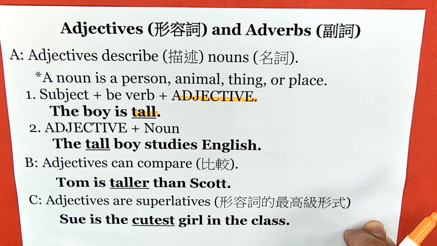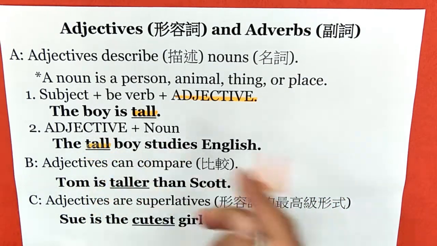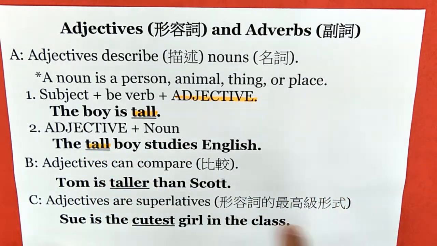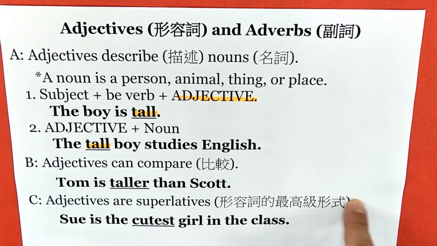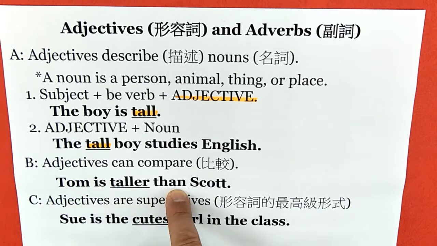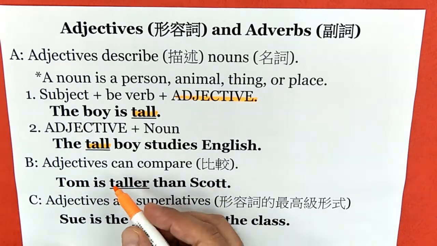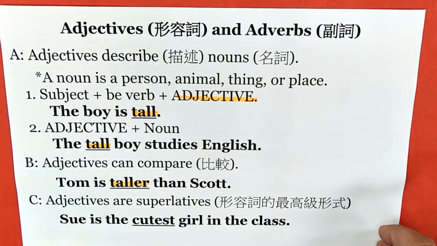Remember number 2. Adjective plus a noun. The tall boy studies English. The adjective stands in front of the noun. B. Adjectives can compare. For example, Tom is taller than Scott. Taller compares Tom and Scott.